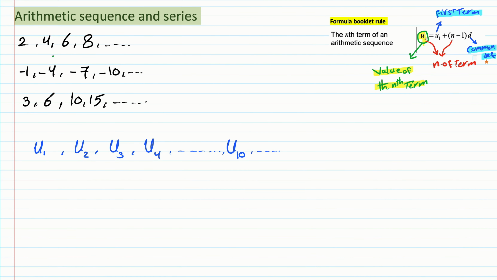In this video, we're gonna know more about arithmetic sequence and series. Arithmetic sequence is a pattern with the same common difference between each two consecutive terms. In the first example, as you can see, 2 plus 2 equals 4, plus 2, 6, plus 2, 8. So this is an arithmetic sequence with a common difference 2.